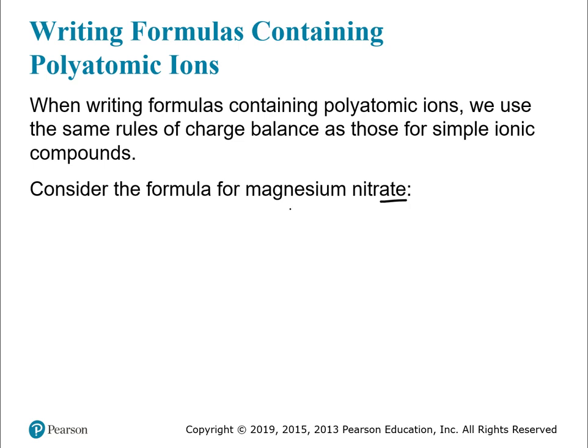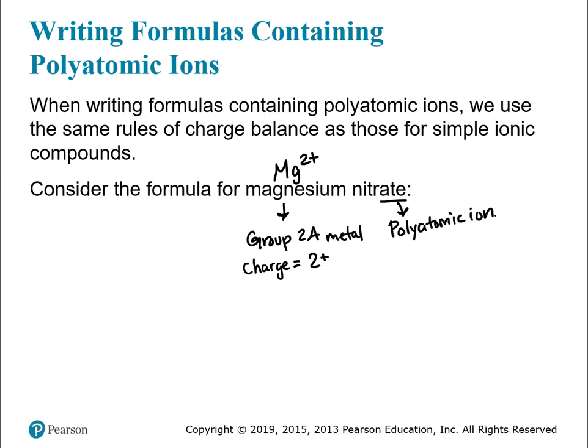Magnesium, we recognize that it's a group 2A metal. That means that it's going to lose two valence electrons, and that its charge is equal to the group number. So that is our magnesium ion. Nitrate, like I said, has that ATE, so you should be thinking to yourself, that's a polyatomic ion. You look that up on your chart and you get NO3-.